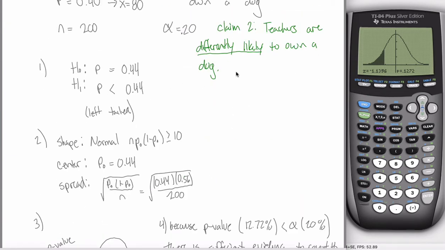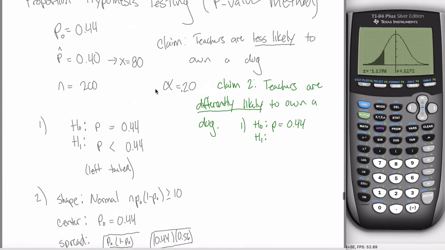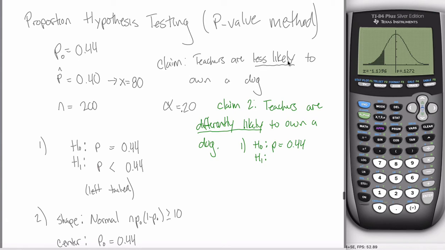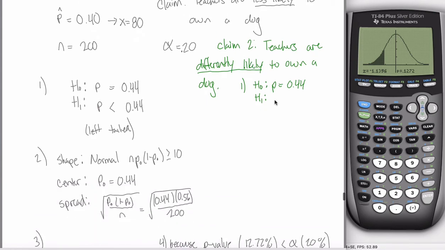All right, so the first step, I want to state my null and alternative hypotheses. The null hypothesis is the exact same, that P equals P naught. But the alternative hypothesis is no longer that P is less than P naught, right? Because that less than came from this less than. And I just changed that into differently likely, as bad as that English is. So it's P does not equal P naught. We don't have a left-tailed test anymore. We have a two-tailed test.